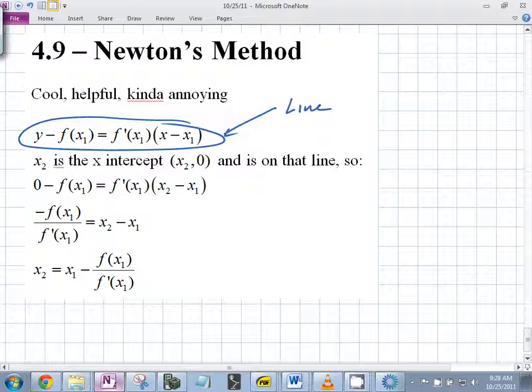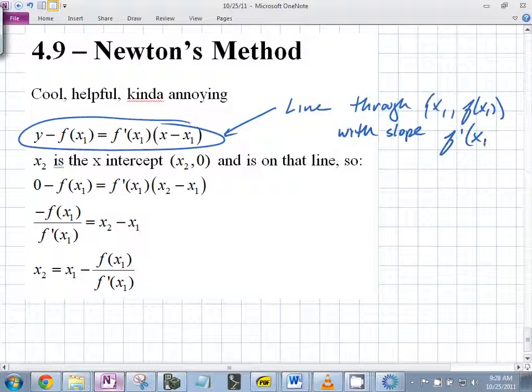Through what? X1, comma, Y1, right? Yep, that's correct. Y1, or in this case, f of x1, which is the same thing, right? Yep. Through that point with what slope? F prime of x1. So that right there is the line through that point with that slope.